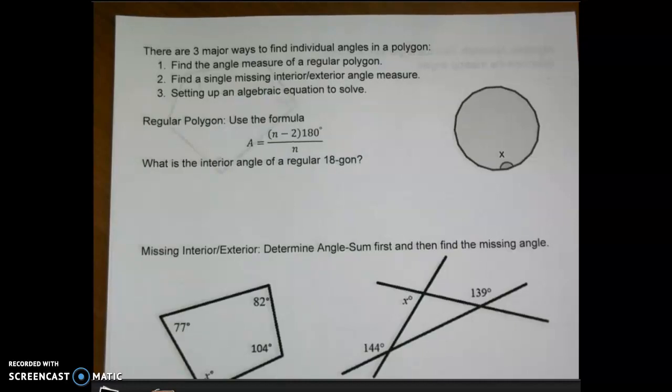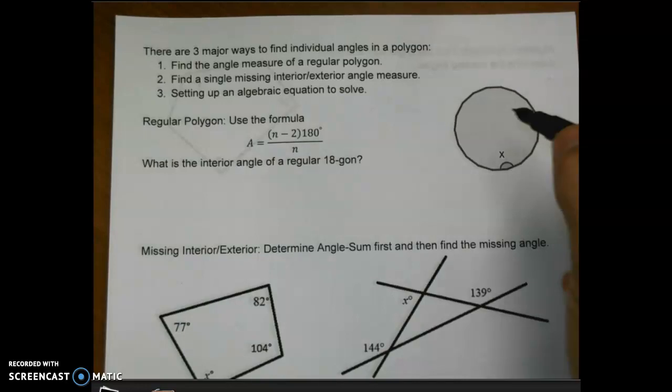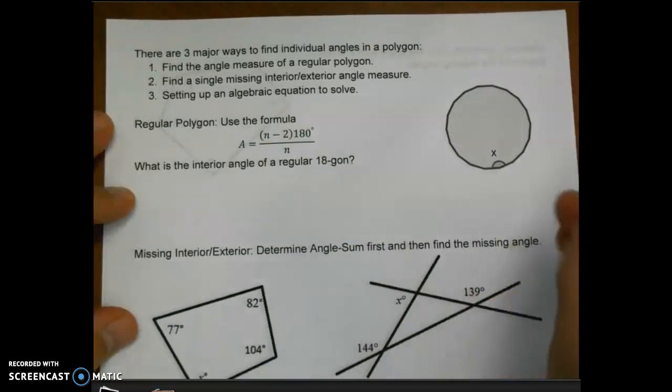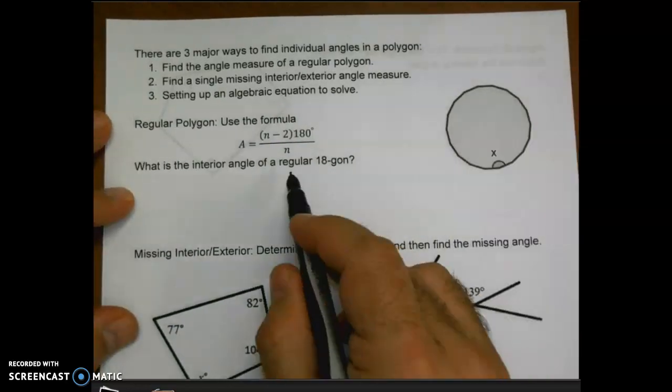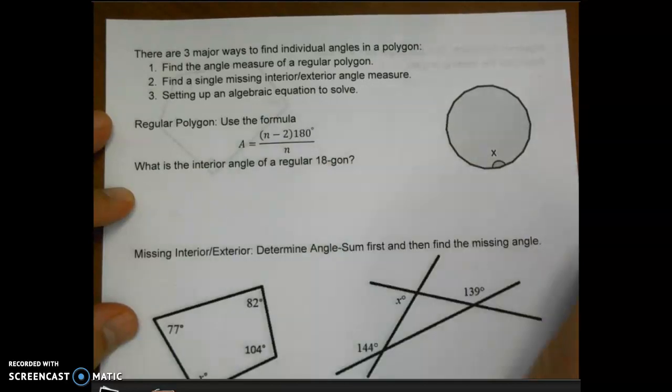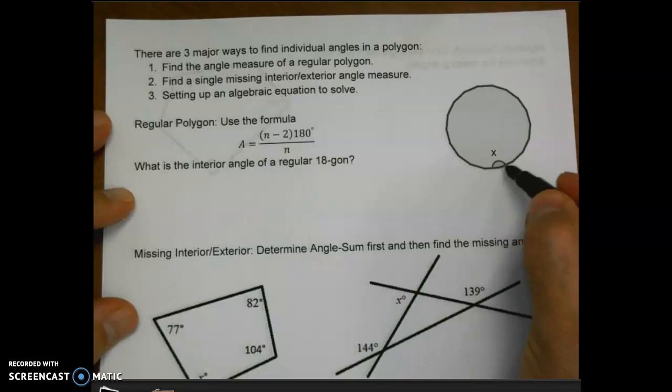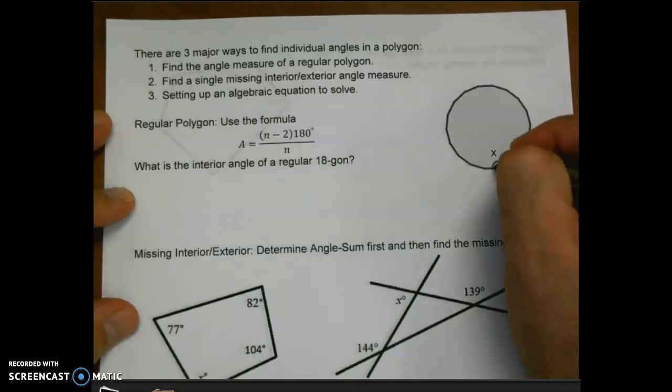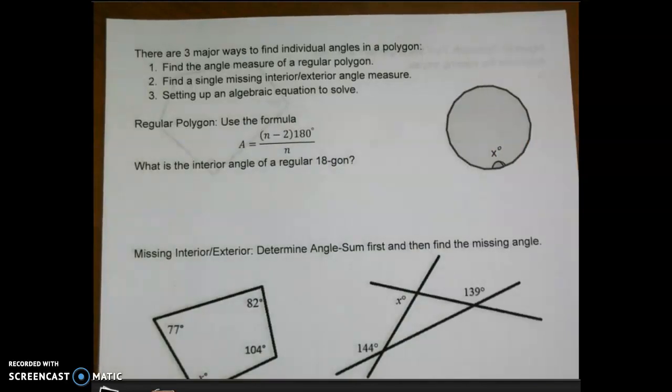Looking at polygon angle sum, we want to be able to talk about finding an individual angle in a polygon. The first one that we would need to do is, if we're looking at this, this is a regular 18-gon. And we know it's regular because it says it's regular right here. So this is 18 sides. Each one of these sides is the same. Each one of the angles is the same. So we have one angle that's marked here as x. I guess that should be x degrees. So how do we find the interior angle of that value?